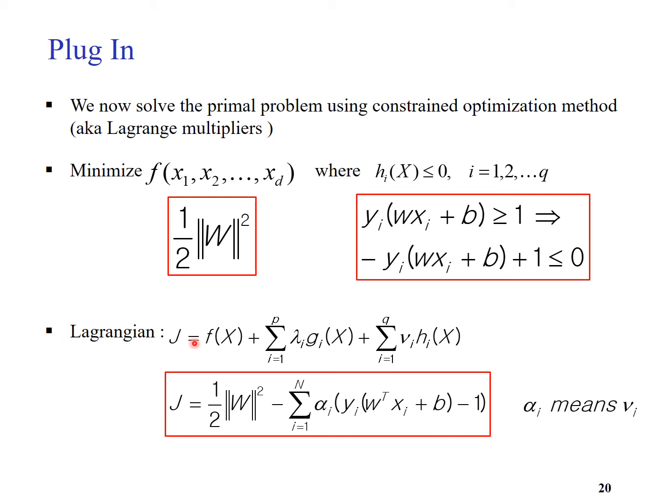Okay. So you just plug in here. This one goes here. Okay. And this one goes here, H, right? So this is the final form of the Lagrangian for the SVM algorithm.